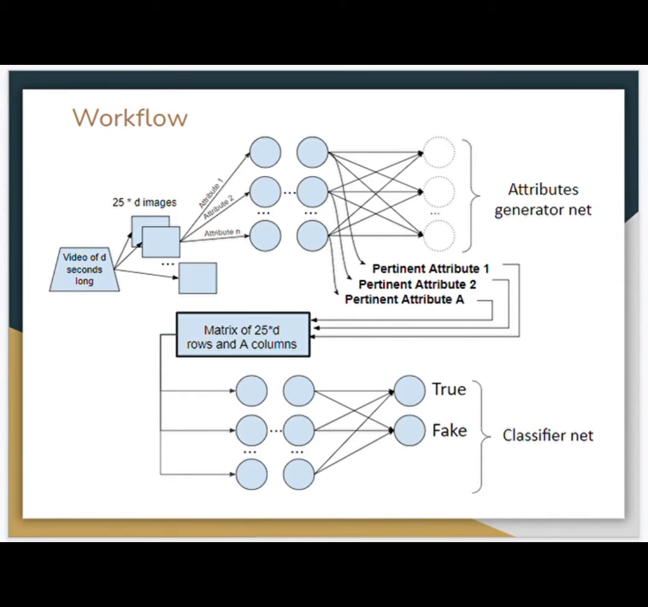We conducted many experiments, and all of them had the same scheme. We first train a neural network to acquire some pertinent attributes for each frame of each video. That network is called Attribute Generator Net. We then represent each video with a matrix where each row corresponds to a frame of the video. We feed a second neural network with it. This second network is called Classifier Net.